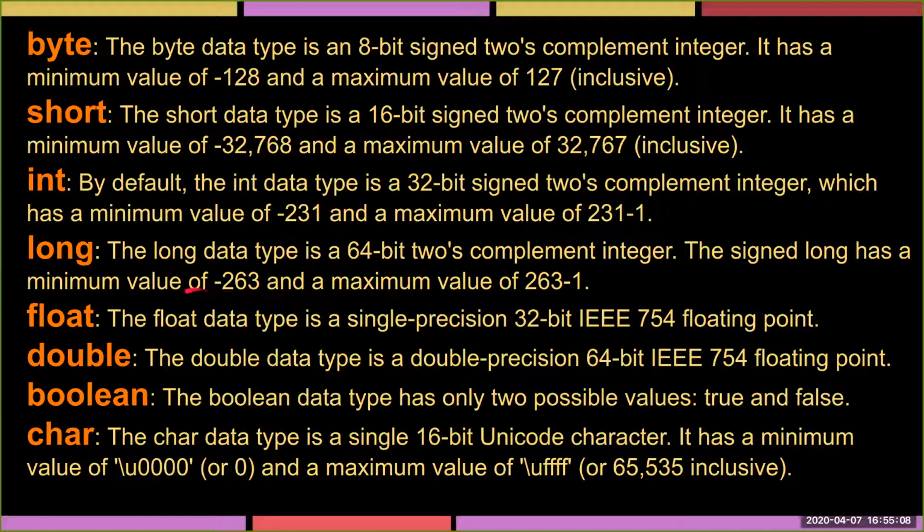Okay, and these are integers. All of these here, the byte, the short, the int, the long, they're all whole numbers. Down here we get into sort of sketchy territory with the floats and doubles. These are floating points, so these are where we have these decimals.